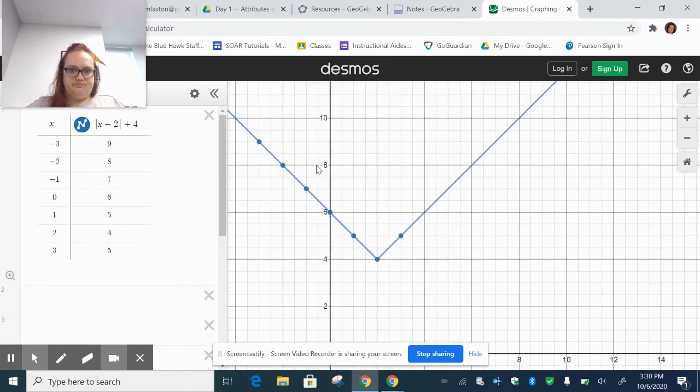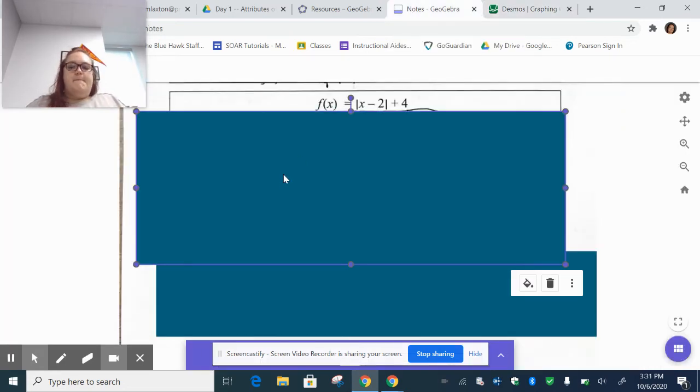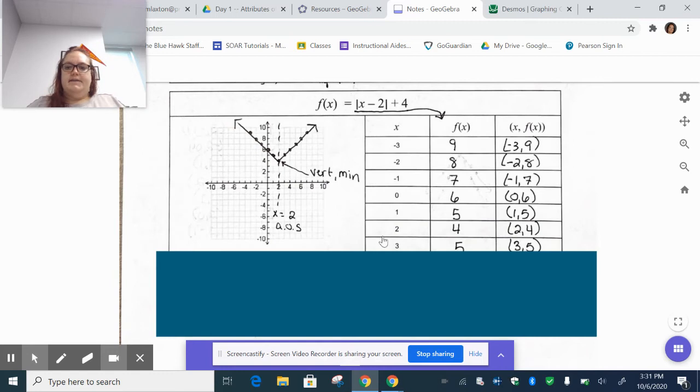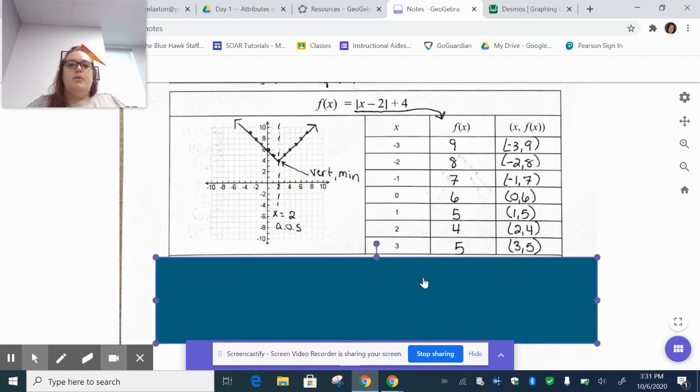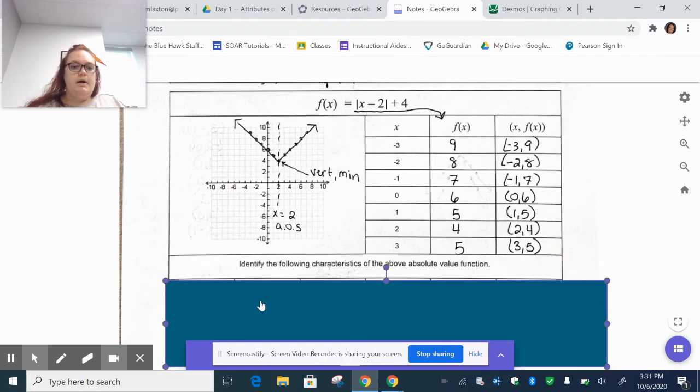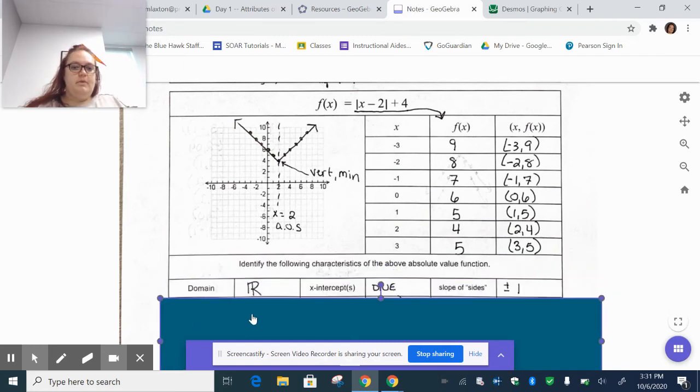Okay. Now, take just a second and think about what you think all of the pieces are going to be. So look at the domain. We have arrows on both sides. What's that going to be? Well, that's going to be all real numbers.